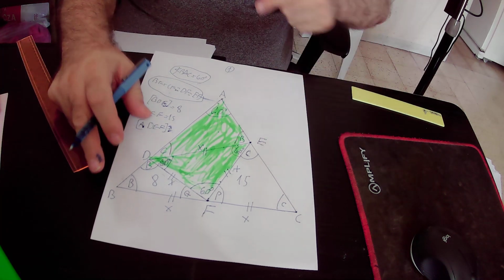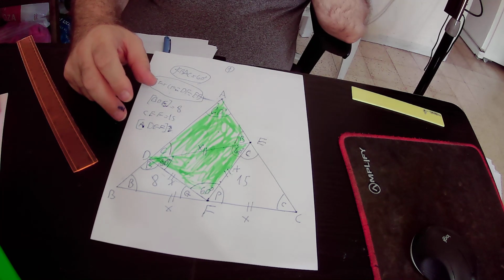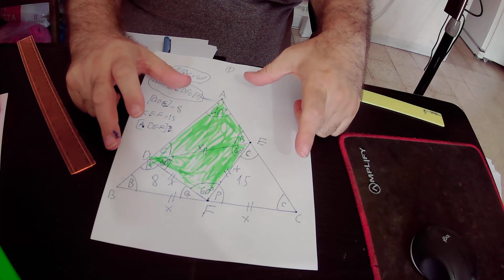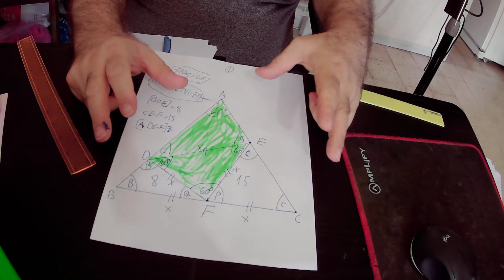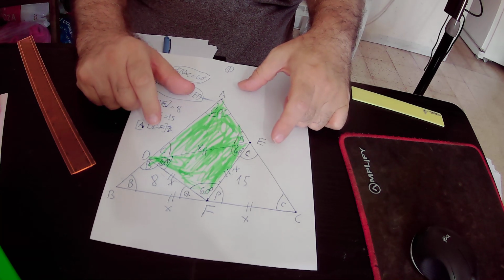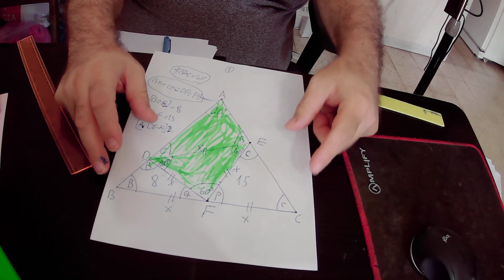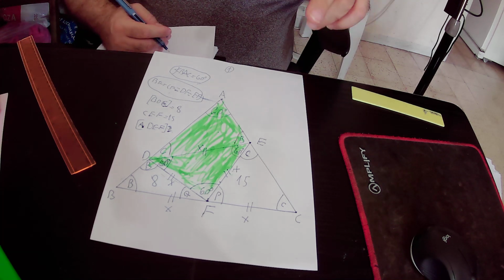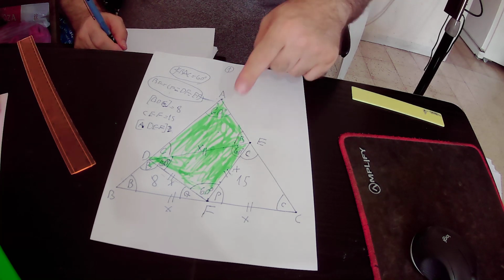What is the area of this quadrilateral? Actually, the area of this quadrilateral BDEC equals the area of the big triangle, triangle ABC, minus the area of the small green triangle, triangle ADE. So the area of quadrilateral BDEC equals the area of the big triangle, triangle ABC, minus the area of the small triangle, triangle ADE.